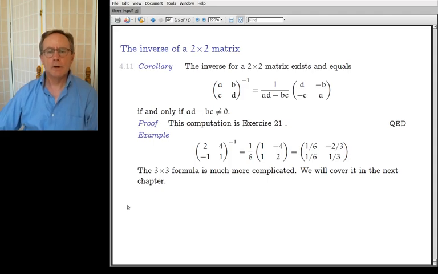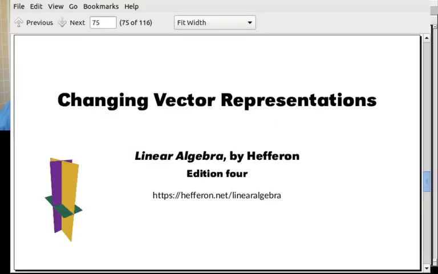Okay, very good. So for next time we're going to move to a new chapter, so we're going to be doing something different. We'll see what happens to, for example, the representation of a vector with respect to a basis when you change the basis. Okay, very good.